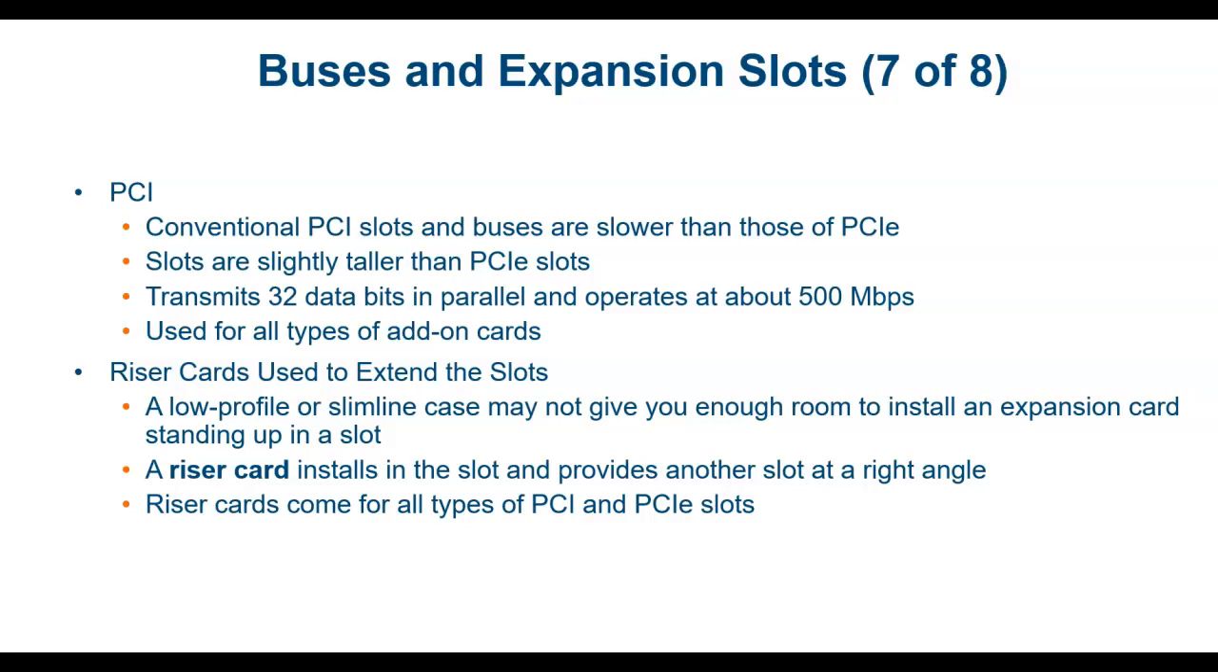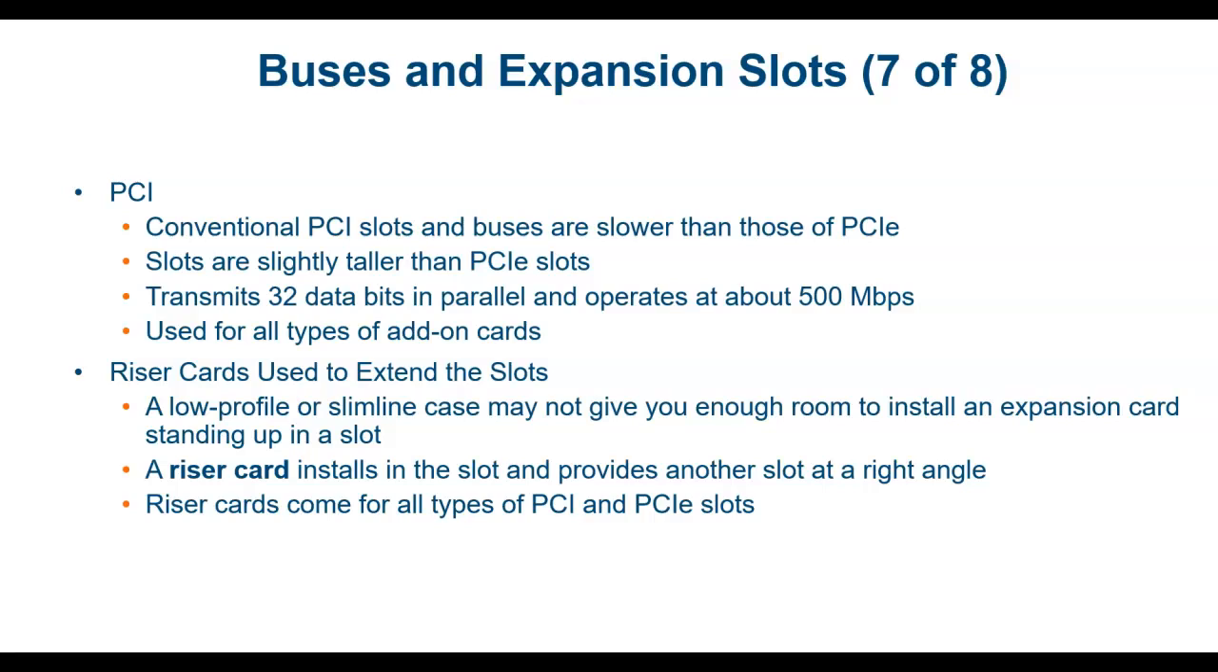Conventional PCI slots and buses are slower than those of PCIe. The slots are slightly taller than PCIe slots. They transmit 32 data bits in parallel and operate at about 500 megabits per second. They are used for all types of add-on cards. Riser cards are used to extend the slots.